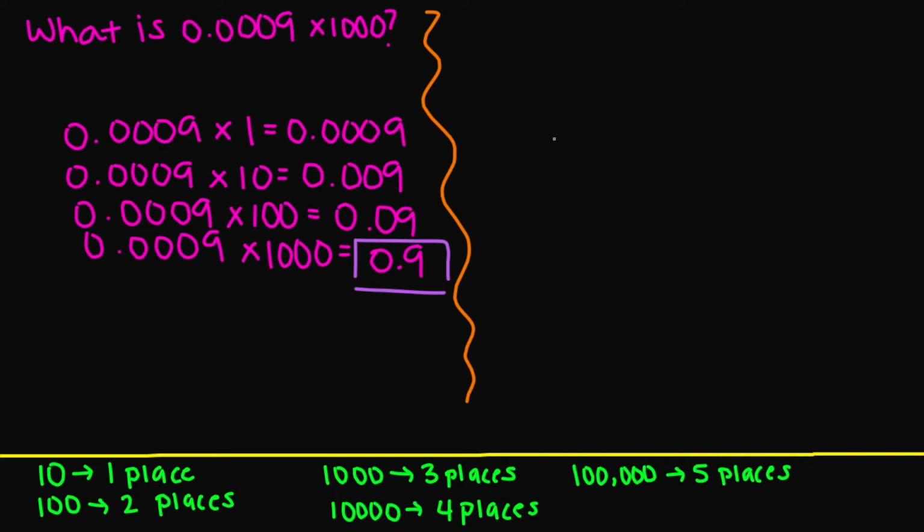So let's say you had to answer this question quickly. If I'm multiplying by 1,000, remember I can move my decimal point 3 places to the right. And if I do that, I'm going to get 1, 2, 3. It puts me right here between the 0 and the 9. So your answer is going to be 0.9.